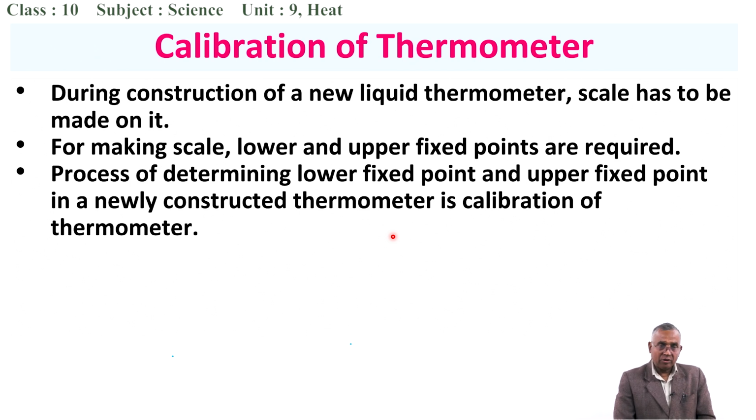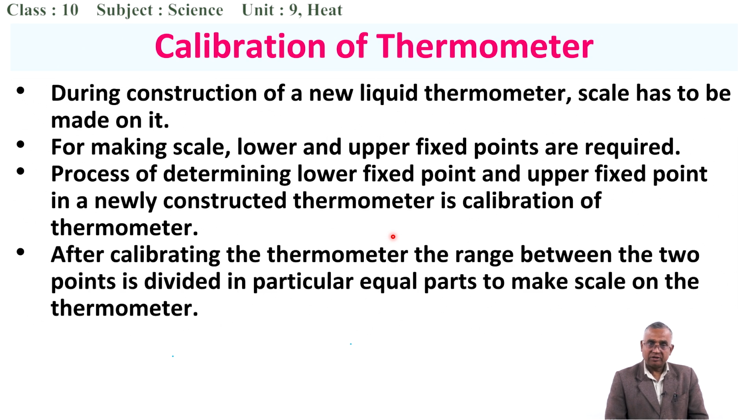So that is the process of what? Calibration of thermometer. After calibrating the thermometer, the range between the 2 points is divided into particular equal parts to make a scale on the thermometer. That depends on the type of scale you are going to make on your thermometer. If you are going to make a Kelvin scale or Celsius scale, in both cases the range is divided into 100 equal parts.